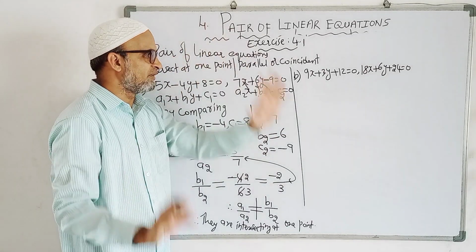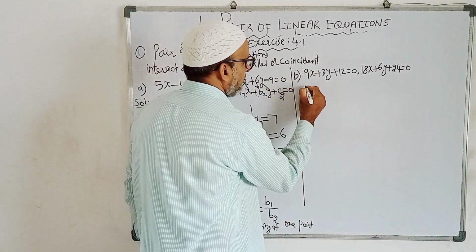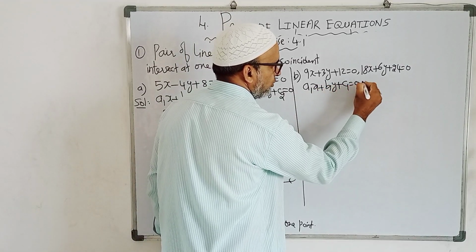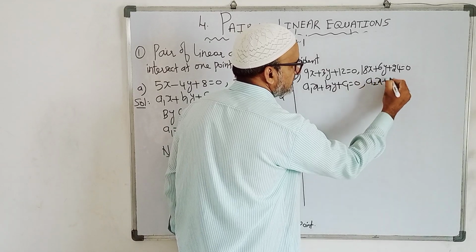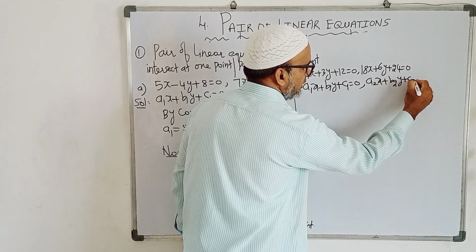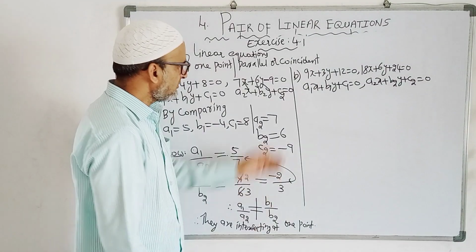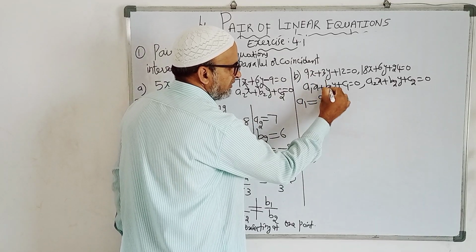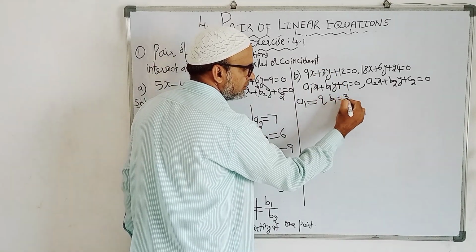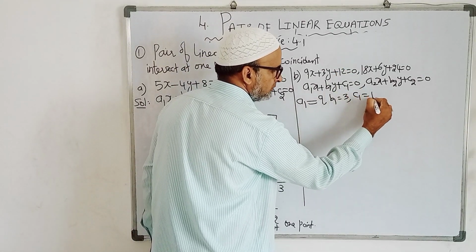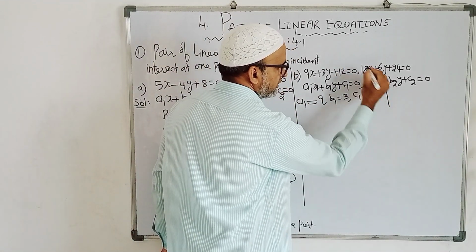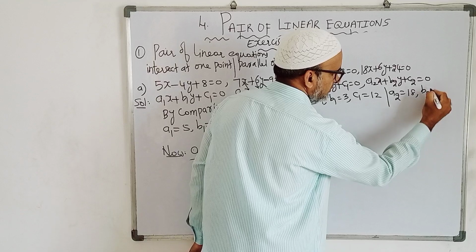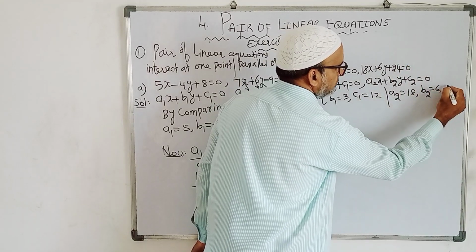Simple. I give the formula for it. Second one like that only. It is in the form of what? A1x plus B1y plus C1 is equal to 0, and A2x plus B2y plus C2 is equal to 0. Now by comparison, A1 is equal to 9, B1 is equal to 3, C1 is equal to 12. Now A2 is equal to 18, B2 is equal to 6, C2 is equal to 24.